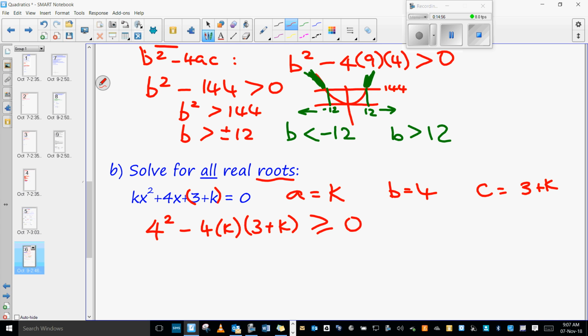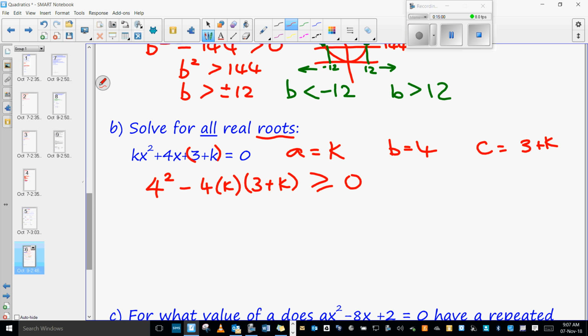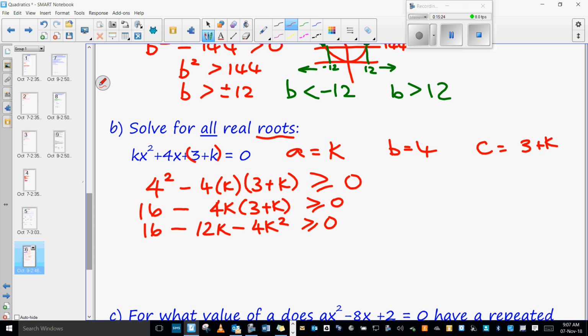So now we have to expand and simplify this. So we've got 16 subtract, I'm going to do it in 2 steps, 4k and 3 plus k. And then 16 subtract, and we've got 12k, and then subtract 4k squared. So make sure you're comfortable with that.